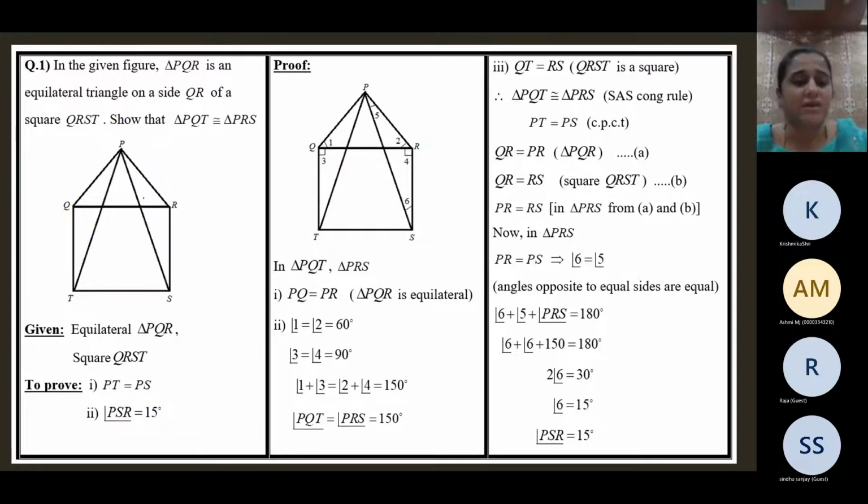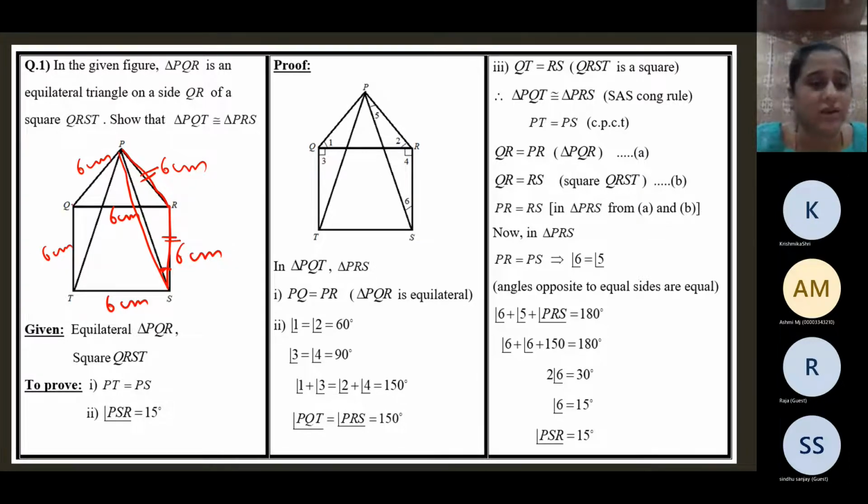PSR, which is PSR? This angle is 15 degrees. So now let's take up this triangle. Look at this triangle PRS. Now you know that this side is equal to this side. PRS is an isosceles triangle because, before starting the proof, we took each side of the square to be 6 centimeters and we understood that the side of the equilateral triangle will also be 6 centimeters.